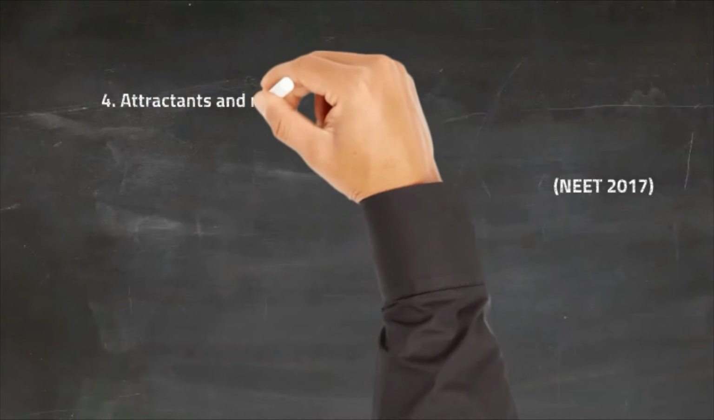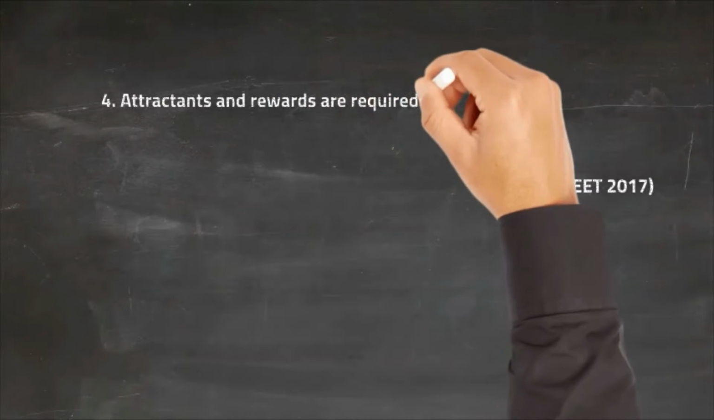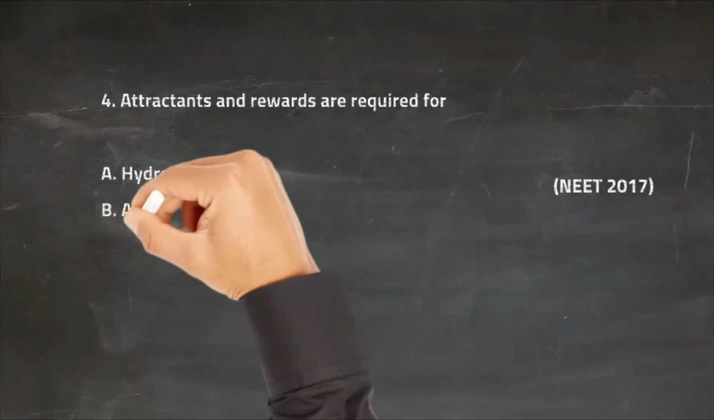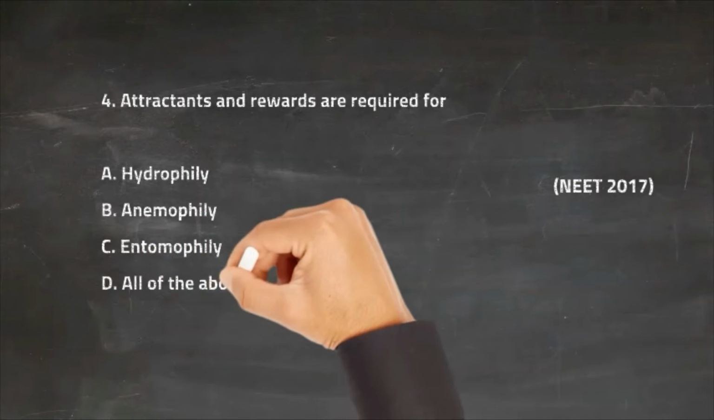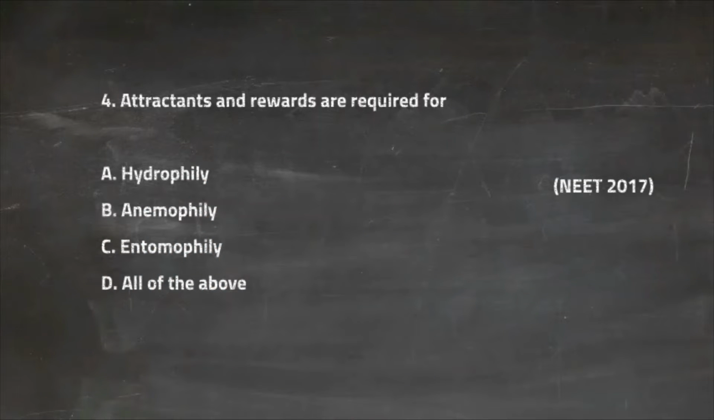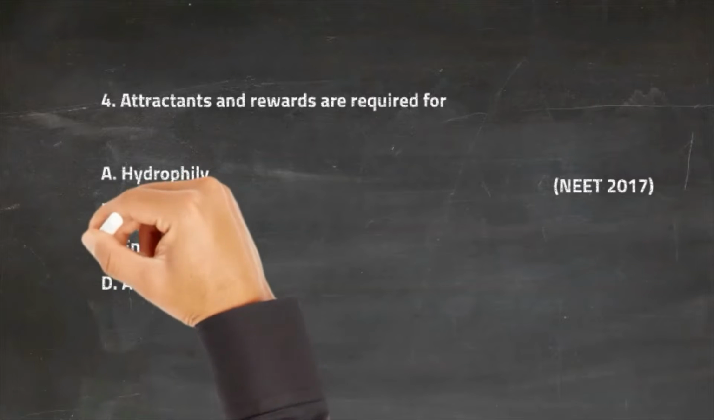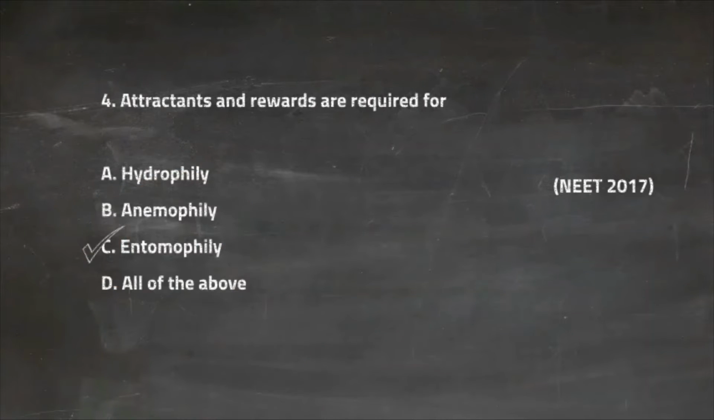So the fourth question is attractants and rewards are required for. The option A is hydrophily, the option B is anemophily, the option C is entomophily, and the last option is all of the above. So the right answer for this question is option C, and that is entomophily.